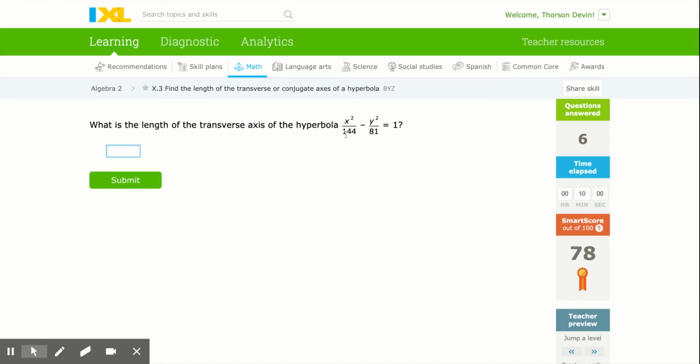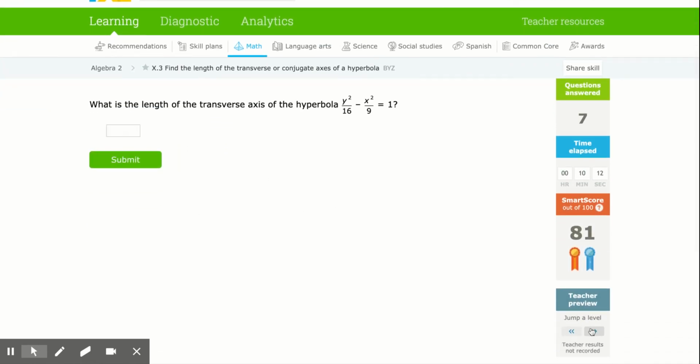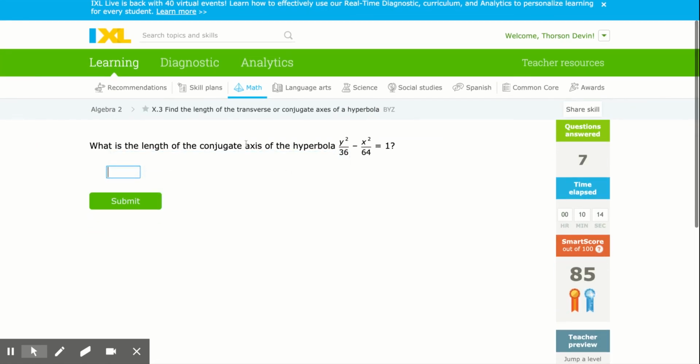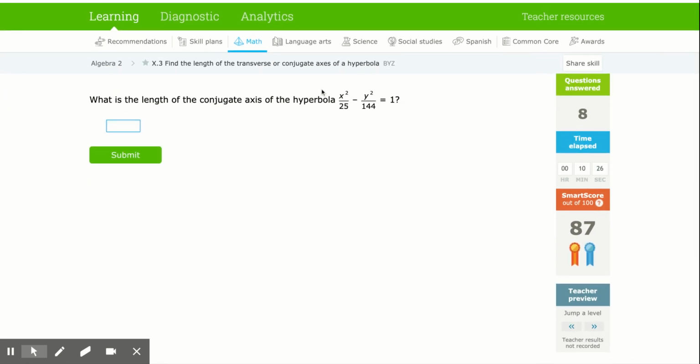Again, always that first term, square root the 144 is 12, double 12, it's 24, is the transverse axis. When we get to the conjugate axis, it's going to be underneath the second one. So the conjugate will be underneath the x squared, the minus term. Square root 64 is 8, double 8, it's 16. I'm glad I went this far to make sure I got to these. Conjugate, it's going to be underneath the y squared, the minus term. Square root 144 is 12, double 12 is 24.